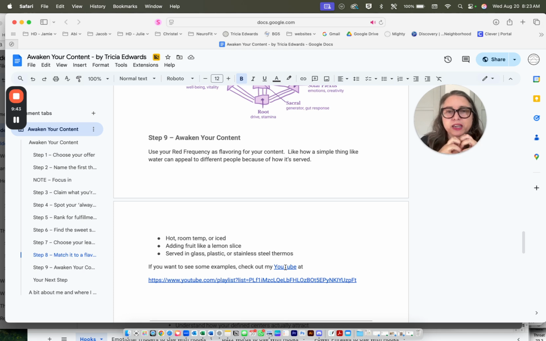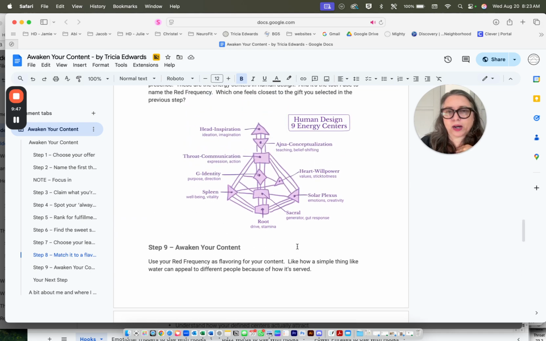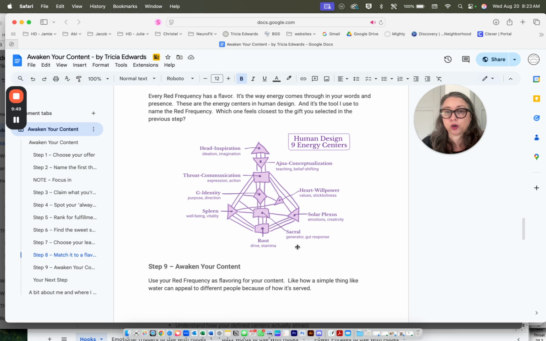So if I go back to my example where I slow things down, so I can slow the overwhelm down and everything. I know mine lives in the solar plexus. That's my red frequency for what I'm doing right now, where I'm creating these human design reports that help you see your red frequency, which is what I'm doing.